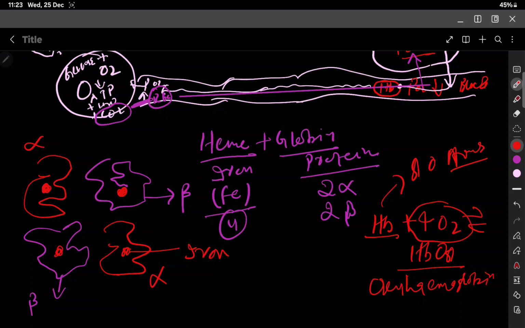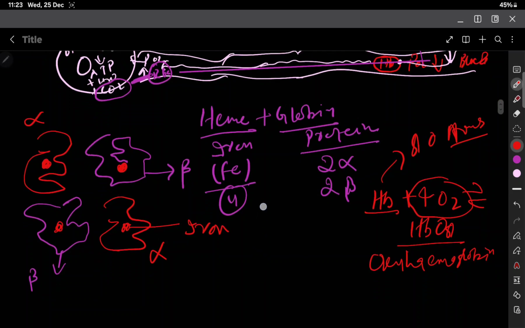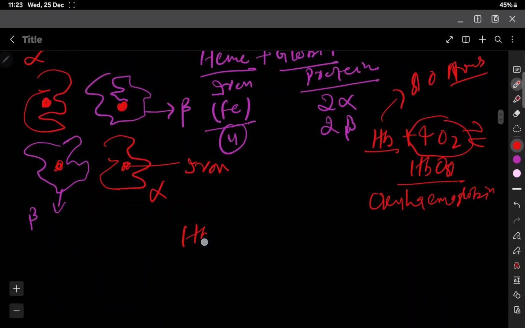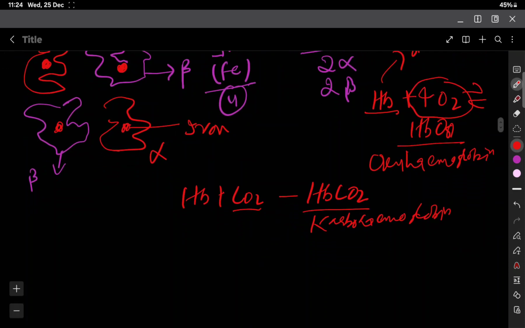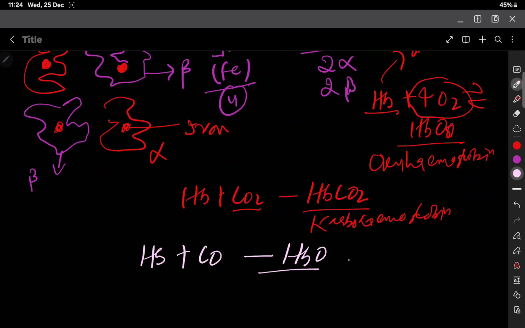Now this hemoglobin can bind with carbon dioxide also, Hb plus CO2 forms HbCO2, which is called carbohemoglobin. So when it reacts with carbon dioxide, it forms carbohemoglobin. One more thing is it can react with carbon monoxide also. Hb plus CO forms HbCO, which is carboxyhemoglobin.